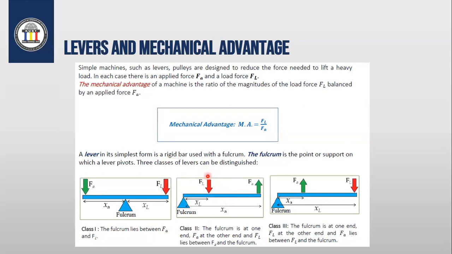When the load is in the middle and the applied force and the fulcrum are on the other sides, that's when you are in class two. And when the applied force is in the middle and the load and the fulcrum are on the left side and right side, that means you are in the third type of lever.